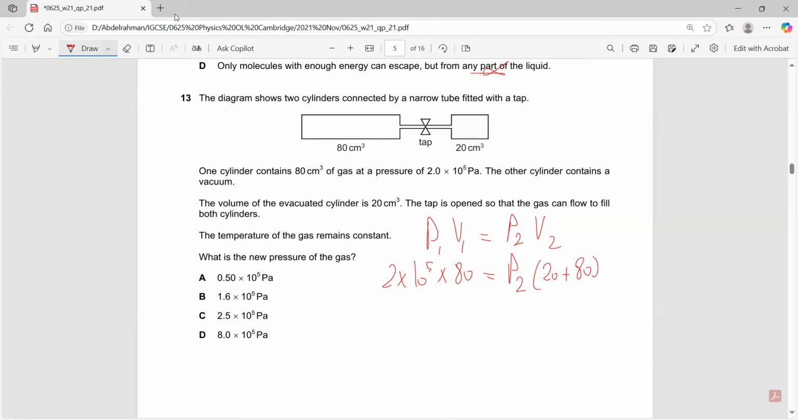meaning that the volume has increased, and therefore the pressure will decrease. So to find P2, you would say 2 times 10 to the power of 5 times 80 divided by 20 plus 80, or basically divided by 100, giving you a final pressure of 1.6 times 10 to the power of 5.